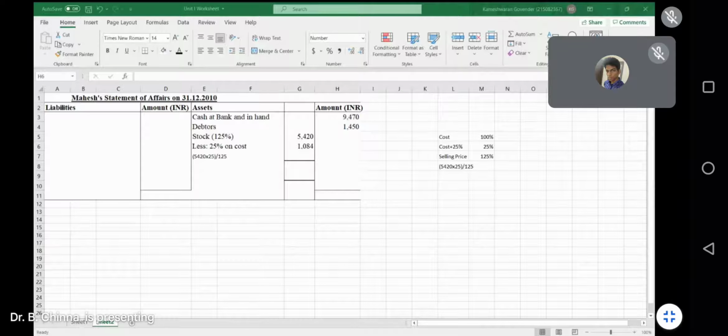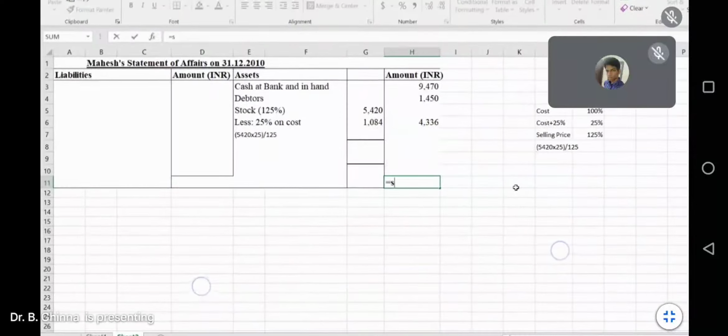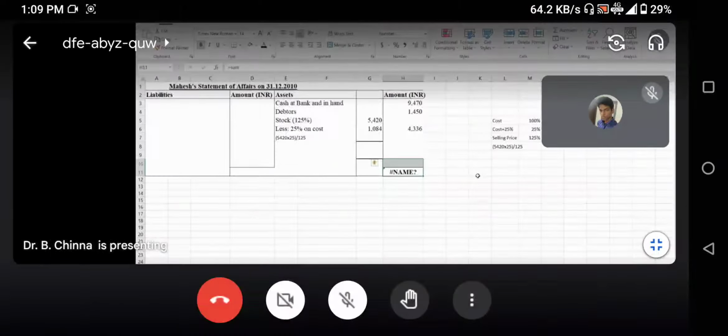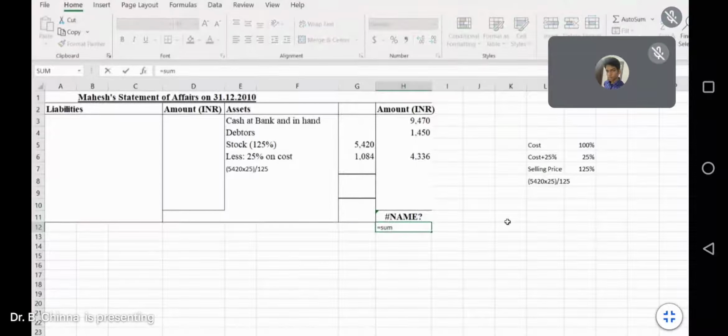So can somebody give me the final value? 4336. 4336. So what else is to be added? Anything else to be added now? Anything else on the asset side? No, sir.